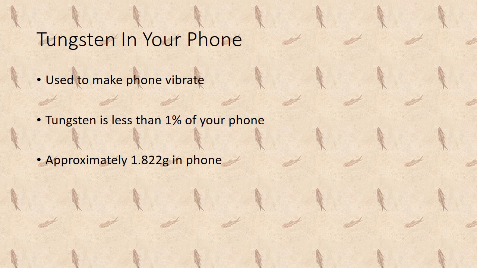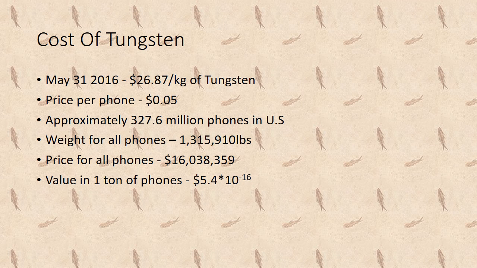Tungsten in your phone is actually a little less than 1% of your phone, and in my phone, that equals approximately 1.822 grams. The cost of tungsten, as of May 31st, 2016, in the U.S. was $26.87 per kilogram. For my phone, that equals about 5 cents per iPhone.